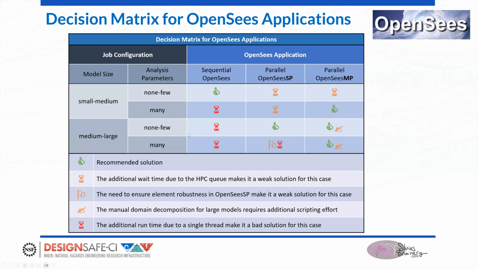And then for a large model, it depends on if you have very few analysis cases, definitely go with SP. It's just so much easier to use, and it does everything for you. And if you don't need to run sequentially, and you can just run a few instances of it anyways, it is the recommended way to go. With OpenSeesMP, you can do both cases, and remember, just with additional scripting.